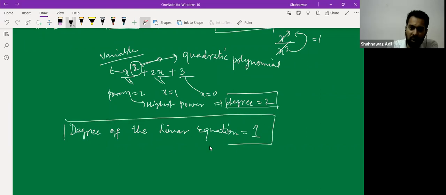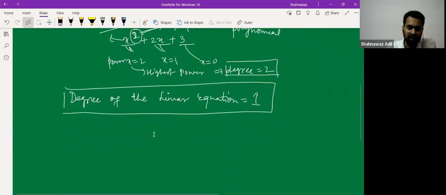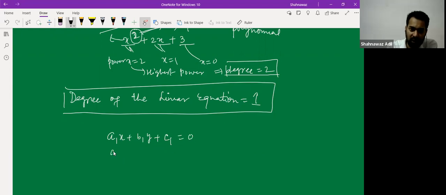And what are the general forms of a pair of linear equations, right? So we can write the general form of linear equation like this. So this is one and this one is the other of the pair.